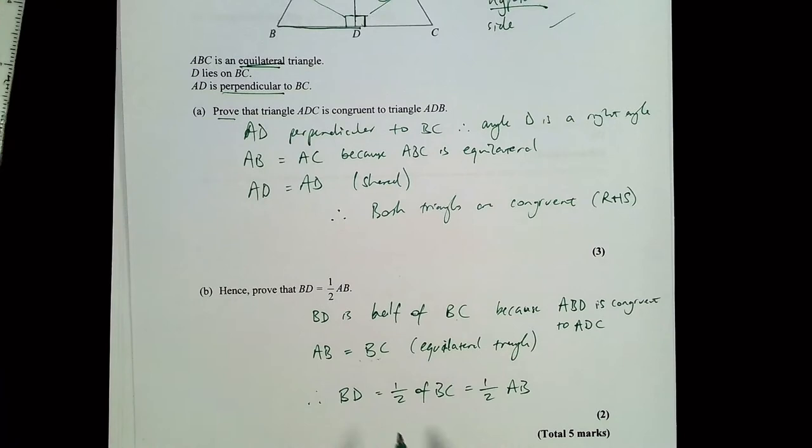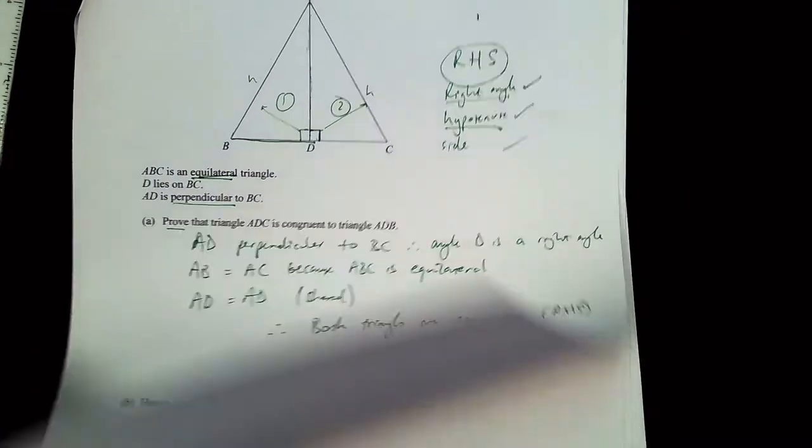Sorry, I'll move that up. I'll just repeat that again. So BD is half of BC. That's the thing I said at the start. And because it's half of BC, it must also be half of AB as well. Okay? That is question 16.